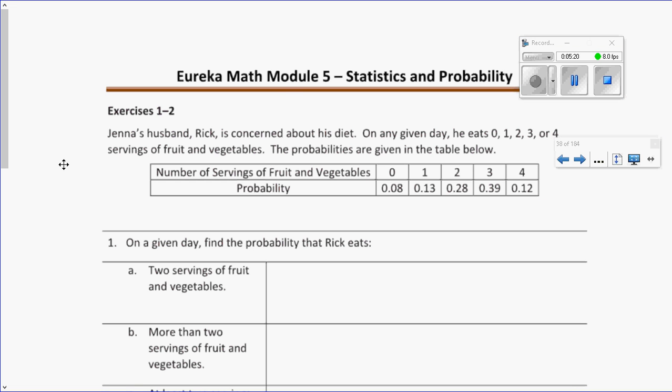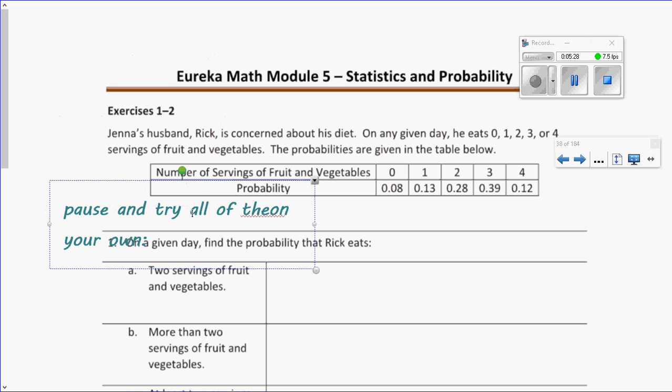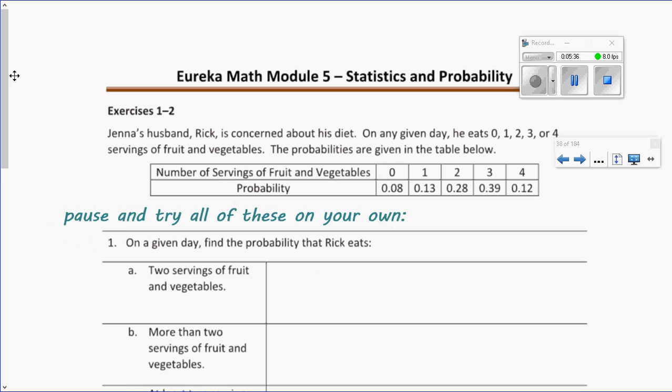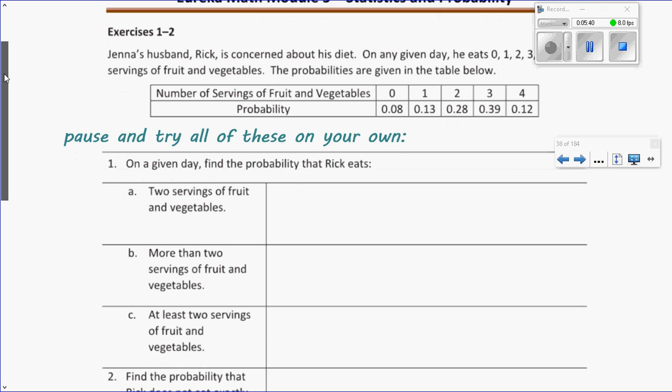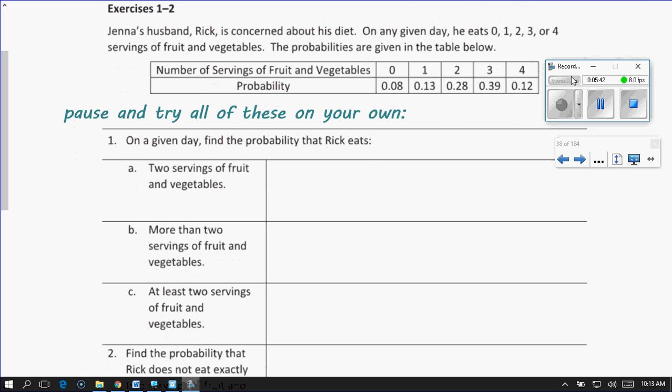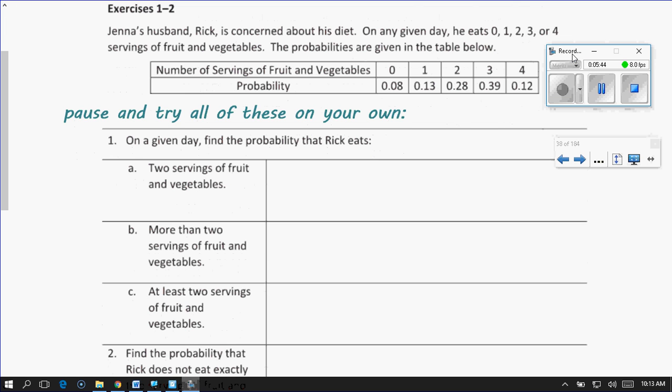Okay, you are going to pause and try all of these on your own. It's very similar to the page with Jenna and the bananas, except this time we're just talking about fruits and vegetables. Give yourself a few minutes to do this, maybe 3 or 4 minutes, and when you're all done, make sure you've used pencil, and I will put the answers up. Okay, good luck.